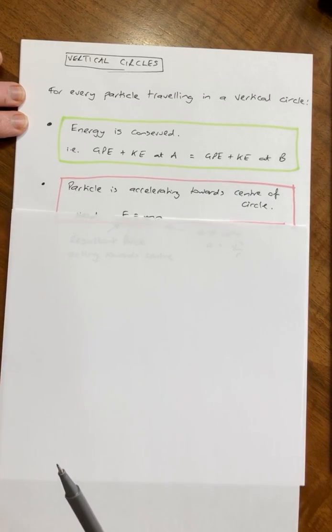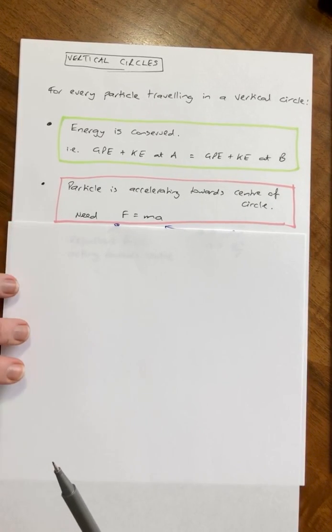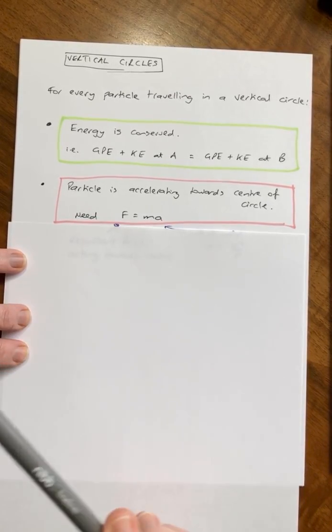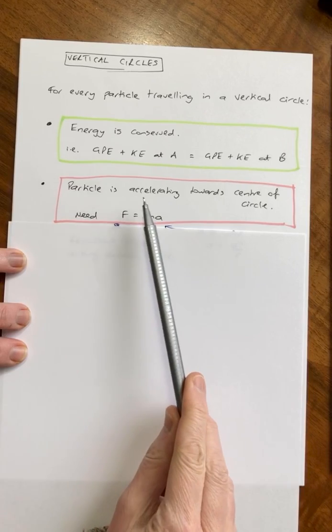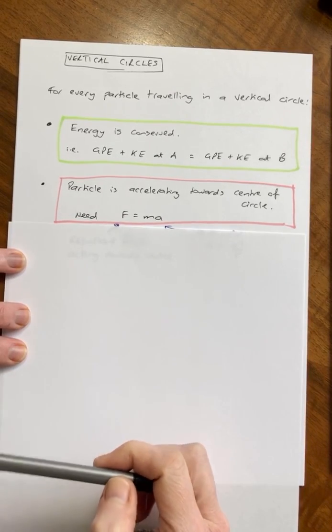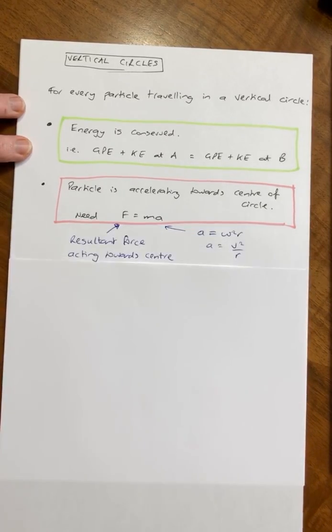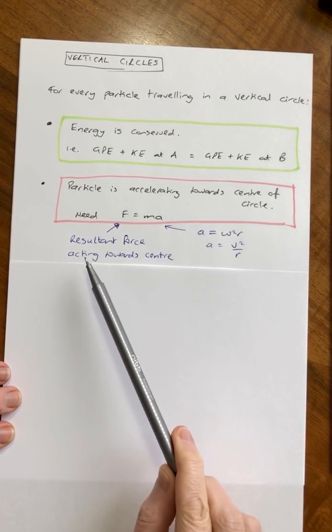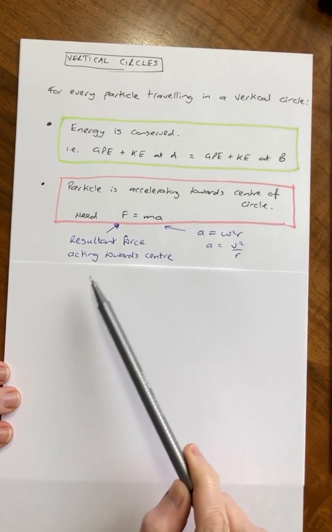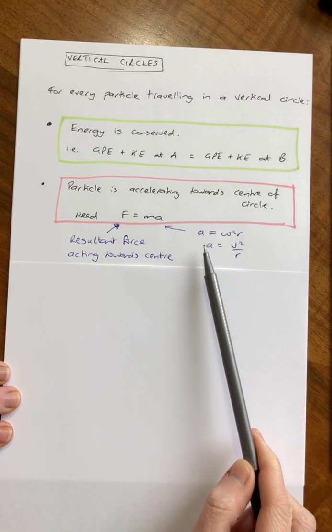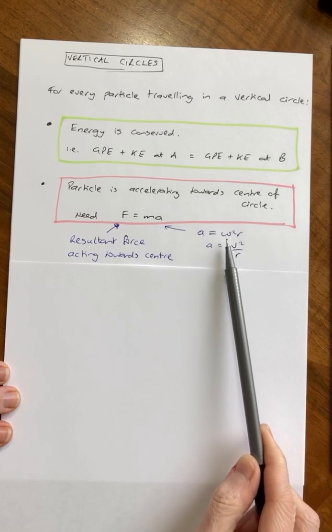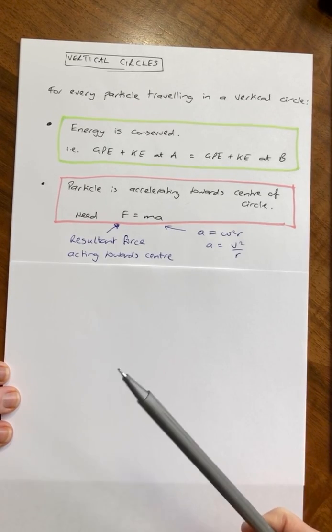And then once we consider the energies, just like with our horizontal circles, we use F equals ma. That, of course, is because we always have our acceleration acting towards the centre of the circle. And as before, we're looking at a resultant force acting towards the centre. What you find with vertical circles is there's generally fewer forces acting. And again, we've got our two choices of acceleration, one for angular velocity and one for speed.